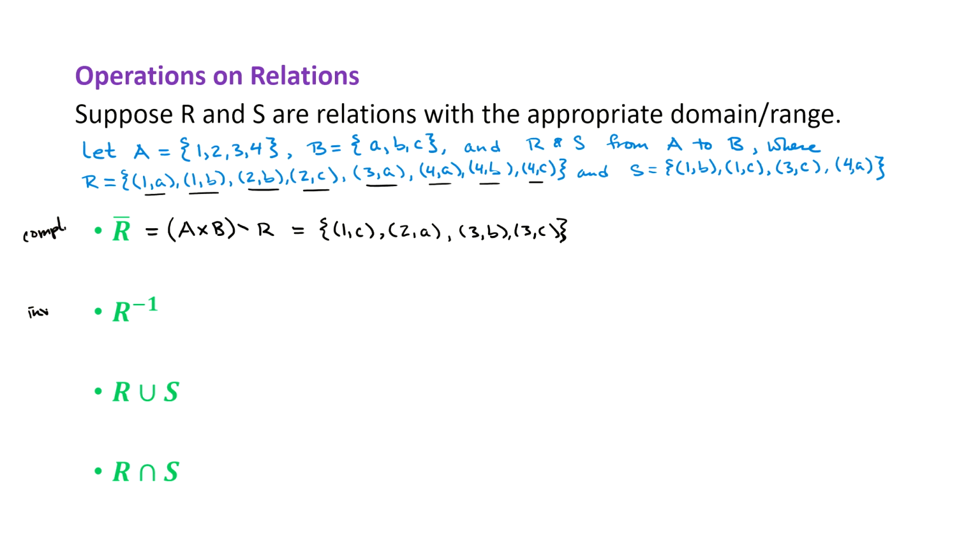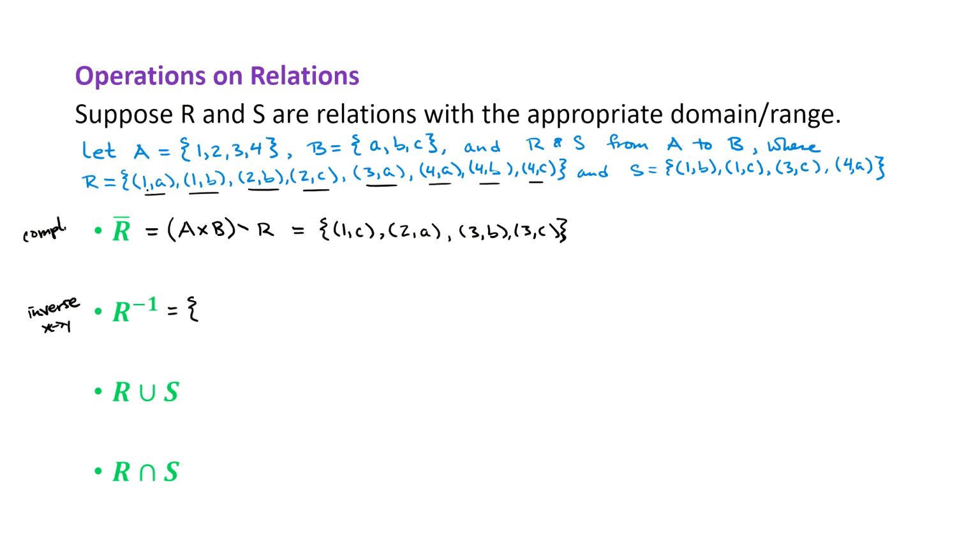Now, with the -1 up there, this is the inverse of R. The inverse of R is where you swap your coordinates. So if you were thinking of these in terms of x, y coordinates, this is where you would swap the first and the second position. So same number of ordered pairs as R, we're just going to switch the order.